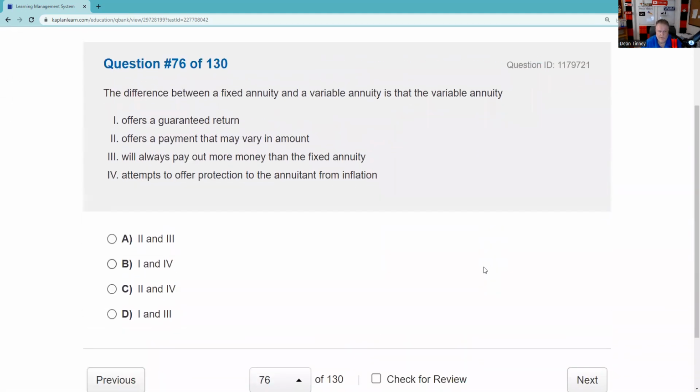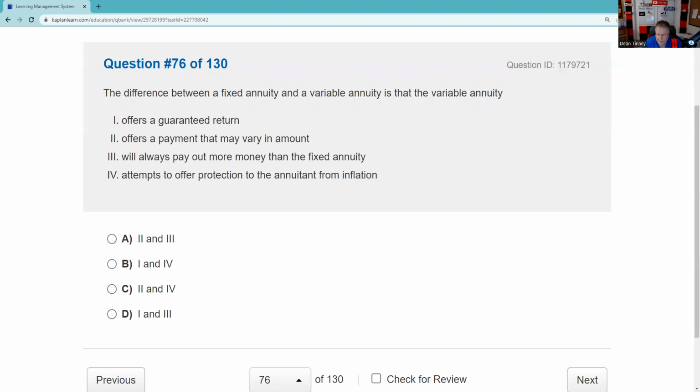A fixed annuity is not a security. A fixed annuity is a traditional insurance product. A variable annuity is a mutual fund with an insurance wrapper. We refer to these as non-qualified retirement plans. I would expect you to get a question or two about variable annuities.